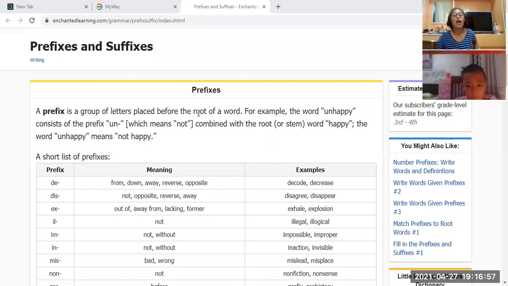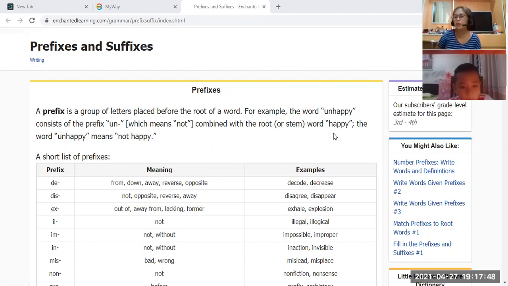What do you mean by prefixes, teacher? It is a group of letters placed before the root word. For example, the word is unhappy. The word unhappy consists of the prefix un, which means not. So when I say unhappy, it means not. Okay, so when I say Kyo is unhappy, it means Kyo is not happy. You are not happy, Kyo. Yes, you are not happy. Combined with the root or stem word, which is happy. What is the root word for unhappy? It is happy, teacher.